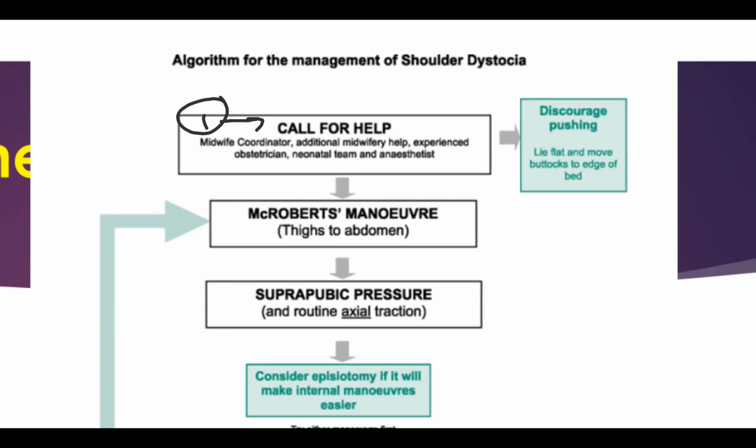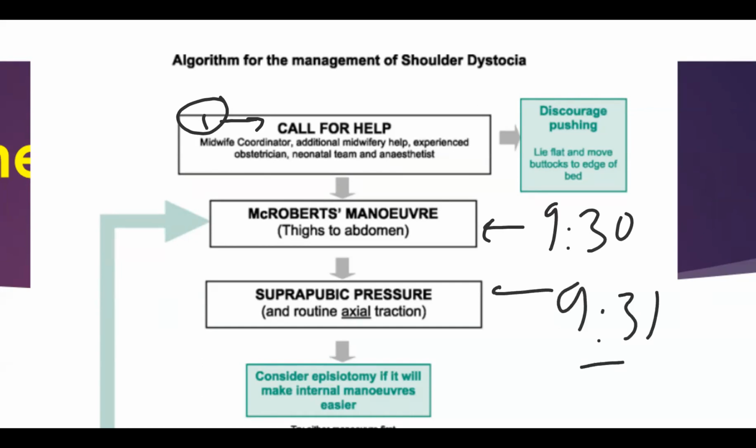And what about the anterior shoulder? Is it the right shoulder or the left shoulder? And now we will start to do the maneuvers. So when we start, for example, McRoberts, it's done around 9:30. And then suprapubic pressure, 9:31, and so on. So with timing, she will document everything. After call for help, don't start the maneuvers immediately.